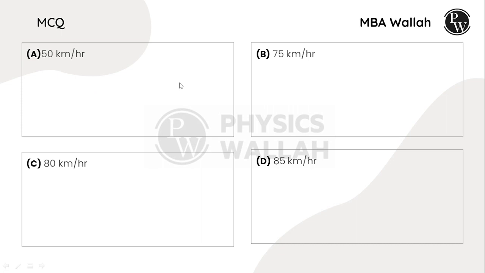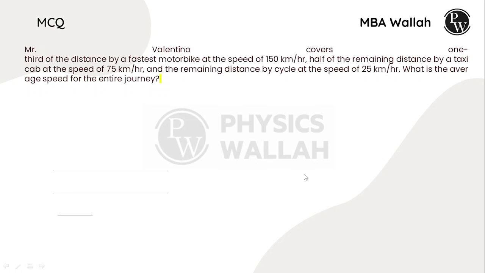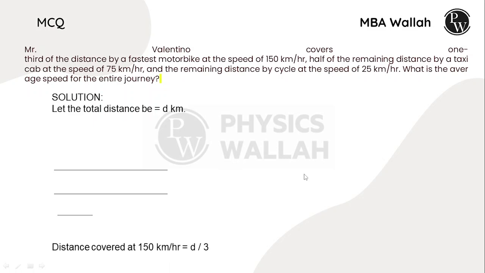Now the options given are A 50 km per hour, B 75 km per hour, C 80 km per hour or D 85 km per hour. Now let's check the solution. Let the total distance be D kilometer.